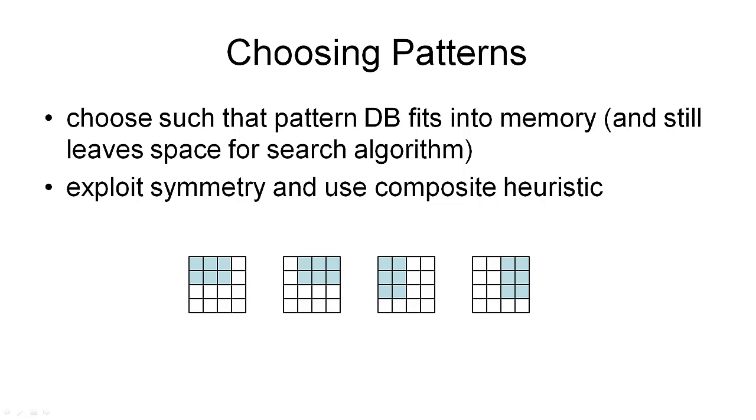The next question then is, how do we choose the patterns that we want to record in our database? And the answer here is that we start from the available amount of memory that we have. So we take all the memory, we compute how much memory we will need for search, which may be very little, and the remainder is how much memory we have for our pattern database.